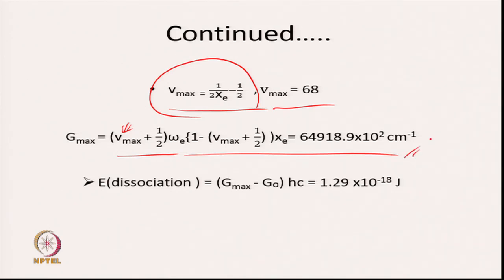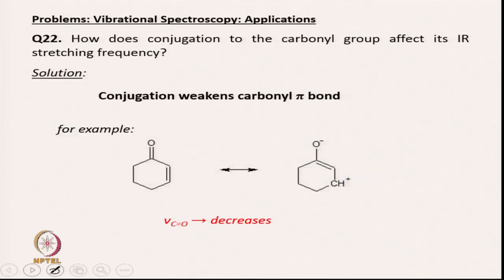And you can calculate E dissociation. E dissociation is basically G max minus G 0 times h c. h c is multiplied since the G value is in centimeter inverse. So, if you multiply it by h c, then you can get the energy in joule unit. So, this is your dissociation energy in joule.